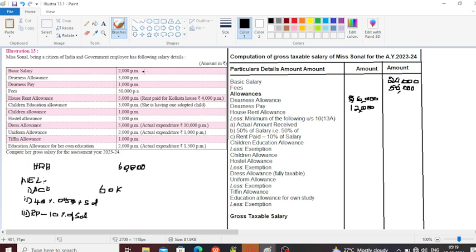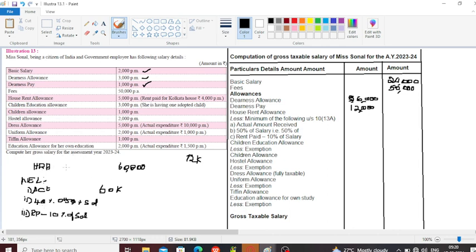Here, 2,000 per month, 3,000 per month, 1,000 per month. If you add these three, basic, DNS allowances and pay, you will get 6,000 per month. If it is 6,000 per month, what will it be per annum? It's nothing but 72,000. How to decide here 40 percentage or 50 percentage? We will take it on the basis of metro or non-metro cities.